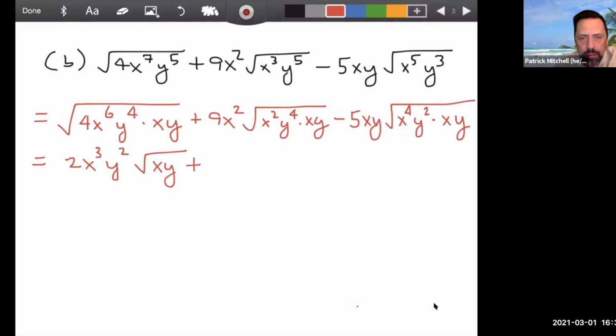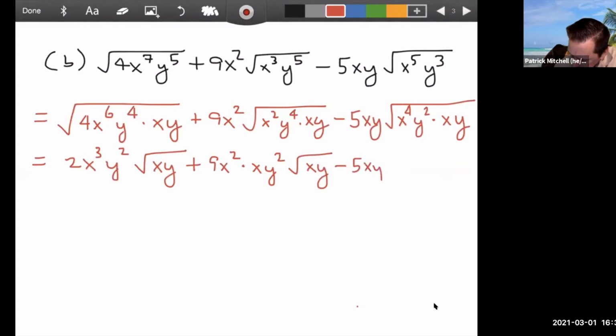Okay, now I have to be a little careful. 9x squared, that just gets carried along from the last step. And then the square root of x squared y to the 4th is xy squared. And don't forget that square root of xy. And then finally, 5xy times the square root of x to the 4th y squared, which is x squared y, and then square root of xy.